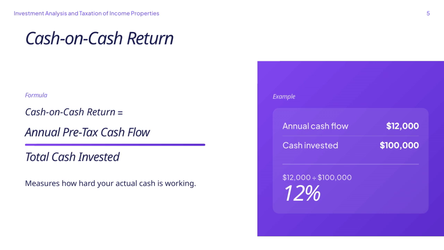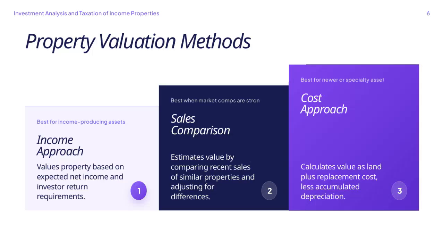This means you're earning a 12% return on the cash you put in before taxes. It's a simple but effective way to gauge the performance of your investment and see how much income your cash is actually generating. Here, we're looking at the three primary methods used for property valuation.